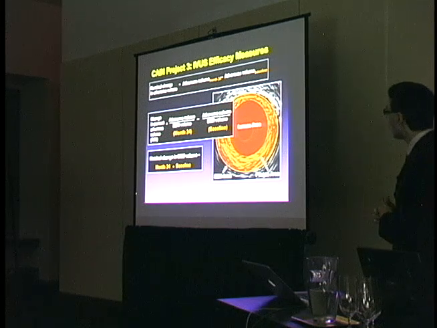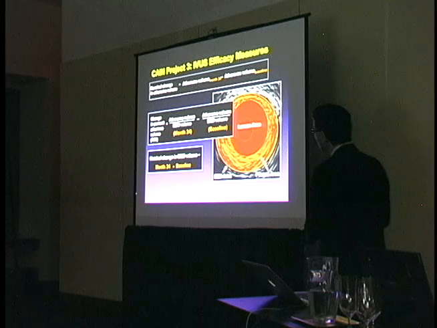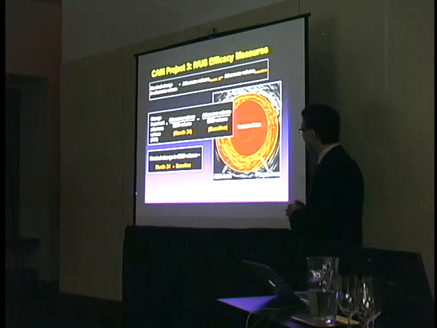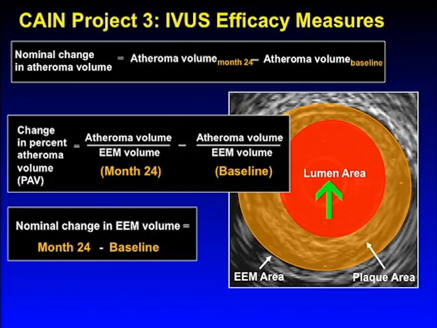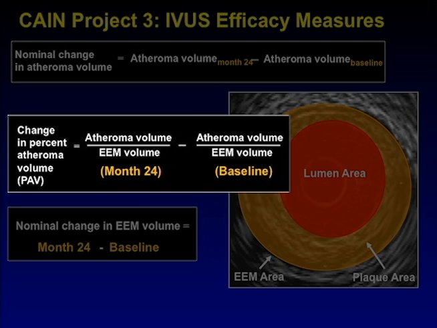I won't go into all of the details of the endpoints. Suffice to say we look pretty much at all the parameters that you can look at with IVUS, both in terms of lumen changes, plaque changes, and remodeling changes, chronic changes in the EEM. I'll just say one word about what we call PAV, or percent atheroma volume, because it's actually one of the co-primary endpoints.